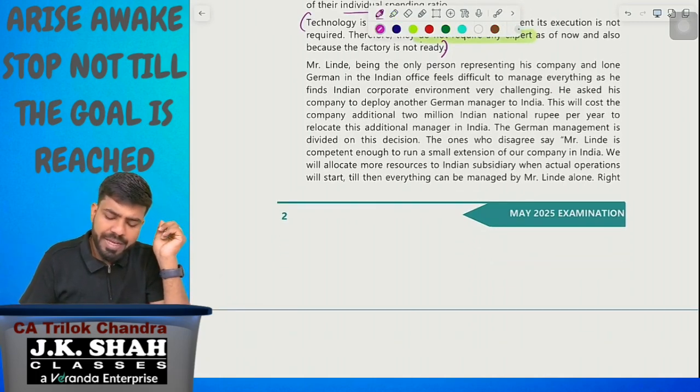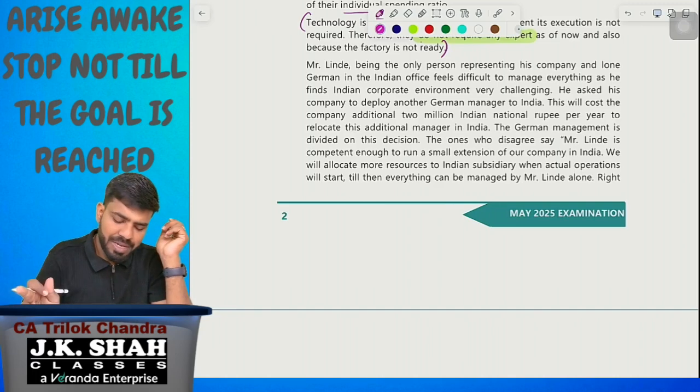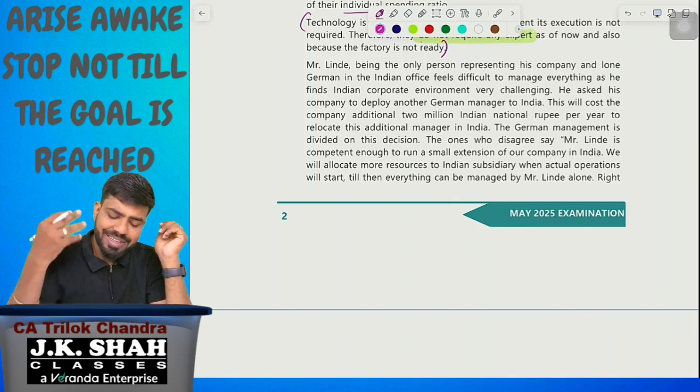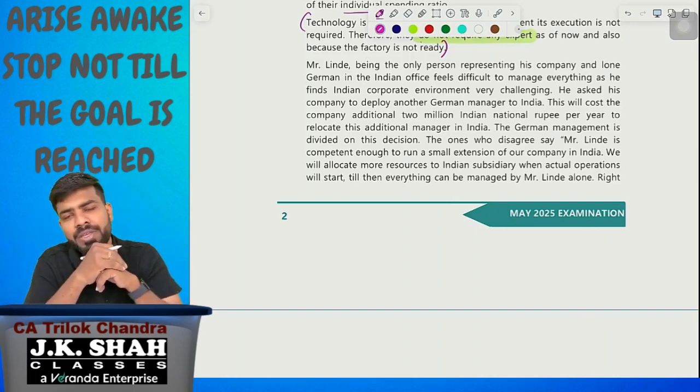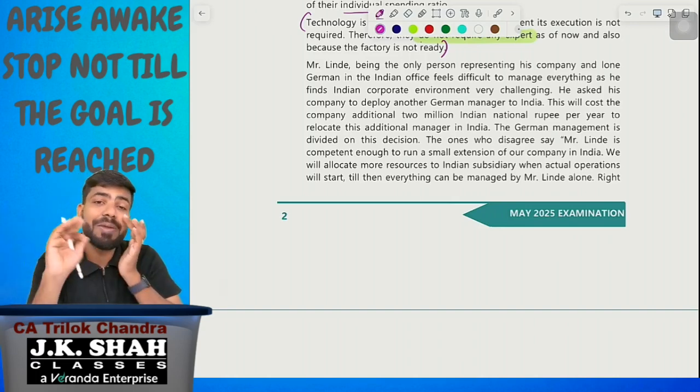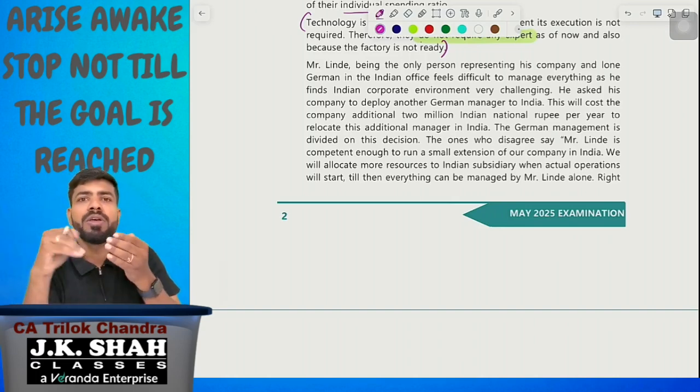Mr. Lindy, being the only person representing his company alone in the Indian office, feels it difficult to manage everything as he finds the Indian corporate environment very challenging. He asked his company to deploy another German manager to India. So he is thinking that alone he cannot capture the Indian market. He is asking the management to appoint one more general manager.